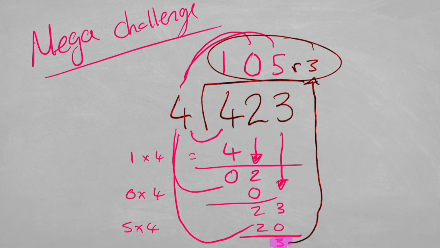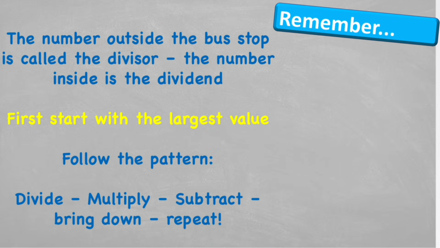Oof, a bit more challenging, right? Okay, let's look at what to remember. The number outside the bus stop is called the divisor, and the number inside is the dividend. We first start with the largest value, which is unlike addition, multiplication, and subtraction. And for this process, we follow this pattern of dividing, multiplying, subtracting, bringing down, and repeat. If we do that, we can't go wrong.